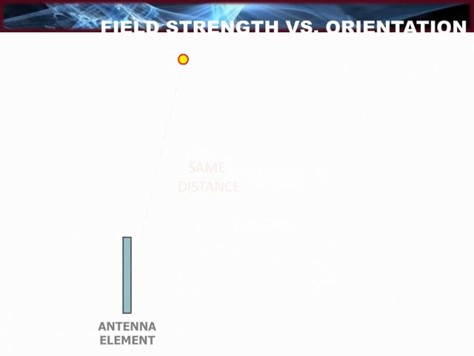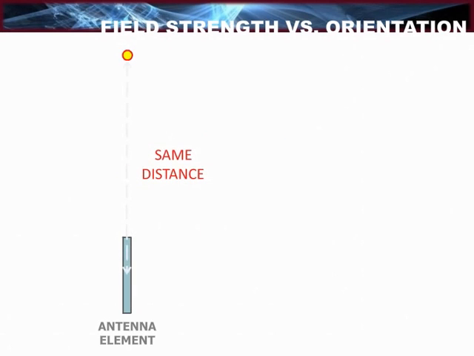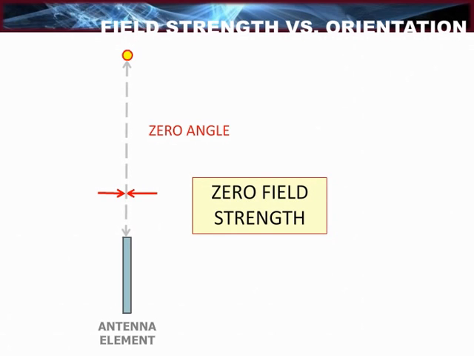As we change the orientation of the electron, but keep the same distance, we can see that the electron now sees the antenna element at a small angle, therefore experiencing a weak field strength. Now we position the electron directly above the antenna element, but keep the same distance. It can be seen that the electron sees the antenna element at a zero angle, therefore experiencing a zero field strength.